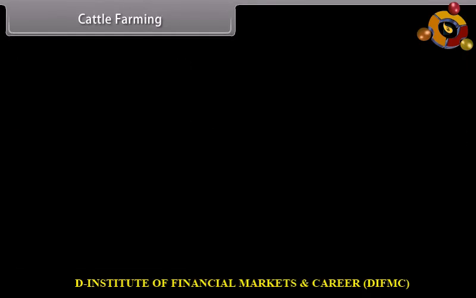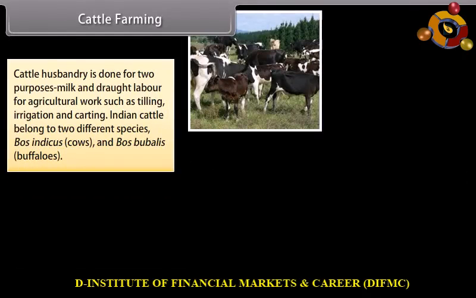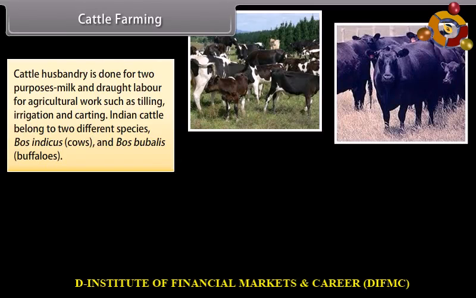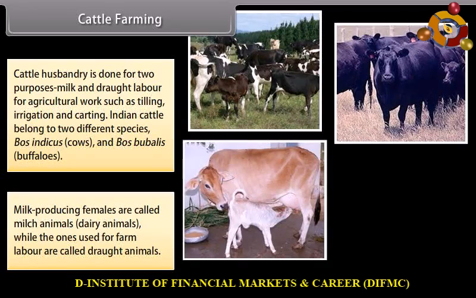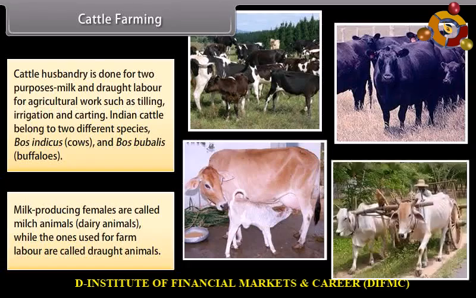Cattle farming. Cattle husbandry is done for two purposes: milk and draught labor for agricultural work such as tilling, irrigation, and carting. Indian cattle belong to two different species: Bos indicus, cows, and Bos bubalis, buffaloes. Milk-producing females are called milch animals, or dairy animals, while the ones used for farm labor are called draught animals.